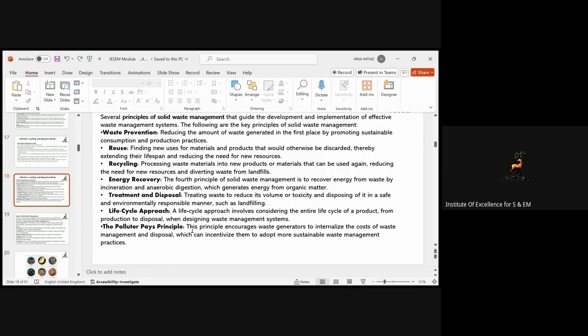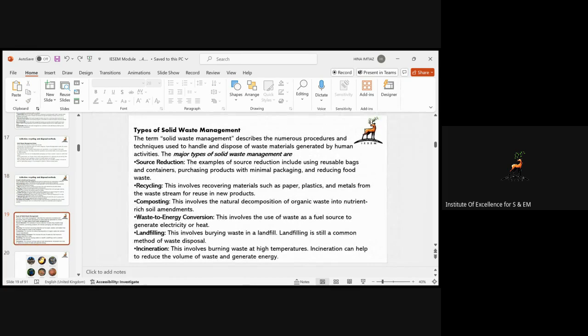So the polluter pays principle: this principle encourages the waste generator to internalize the cost of waste management and disposal, which can incentivize them to adopt more sustainable waste management practices. So again, these are some methods.